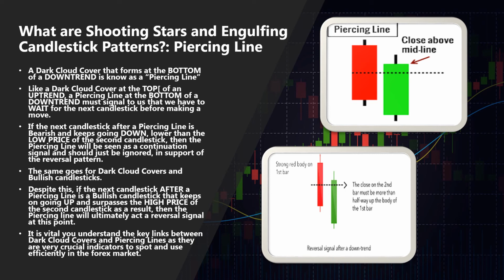Indeed, it is not a continuation pattern and is a reversal pattern in reality. But when it can't change the price direction, it has to be ignored as a reversal signal. But if the next candlestick after a dark cloud cover is a bearish candlestick that goes down and preferably lower than the close price of the second candlestick, then the dark cloud cover you have is a reversal.